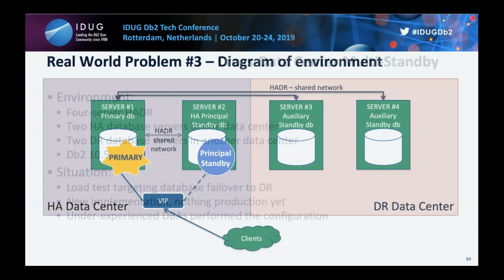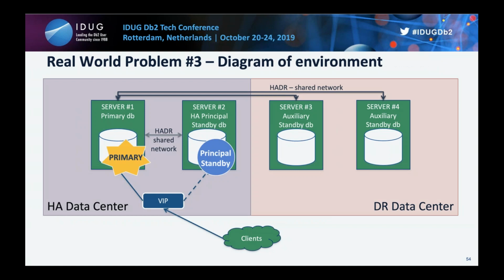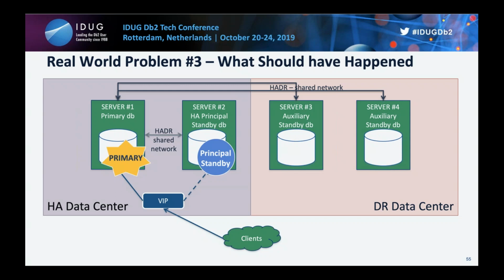Okay, the next scenario I have here is a 4-server multi-data center layout. We've got 2 HA, the primary and the principal standby in the HA data center, and then over in the DR data center, we have 2 more. What was happening here is they were doing a load test on their failover, which I absolutely applaud. Test your failovers as much as you can and load test while you're failed over if you can, because you can learn some interesting things.